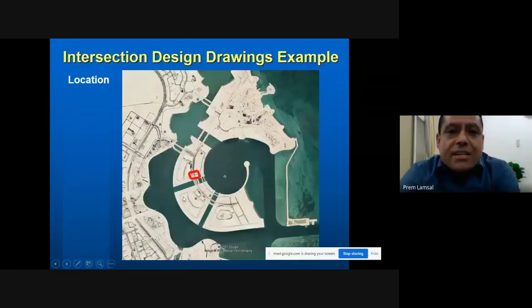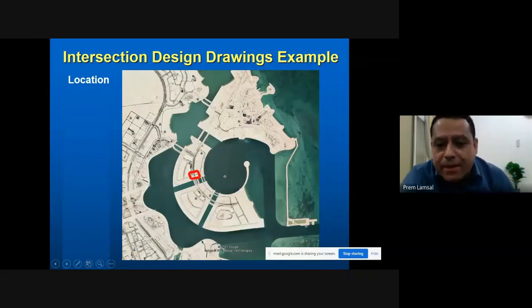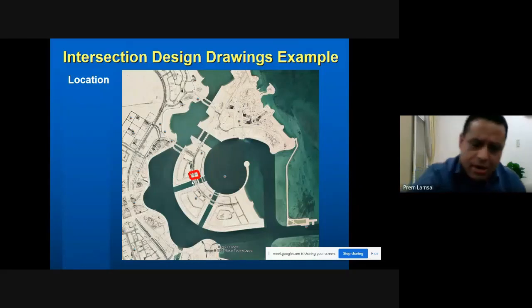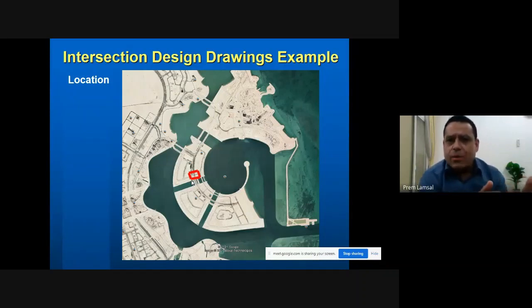Here I'm going to share some design drawings that I prepared in one of my projects. This is all a residential area, and these islands are connected by bridges. This is the red-marked intersection that I'm going to show you. I have seen a lot of fresh engineers here, engineers at the beginning of their careers, and I just want to give them an idea of what kind of design drawings we produce for intersection design.